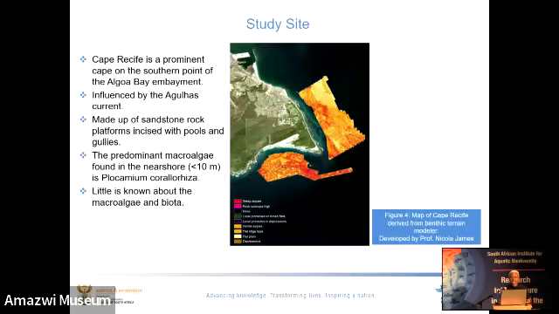My study site is Cape Recife, which is influenced by the Algoa Current. It is mainly made up of sandstone rock platforms with incised pools and gullies. In the nearshore area, we usually find microalgae, which is the Plecanium chlorhiza. But as we move more offshore, we're not really sure what kind of microalgae or biota we may find.